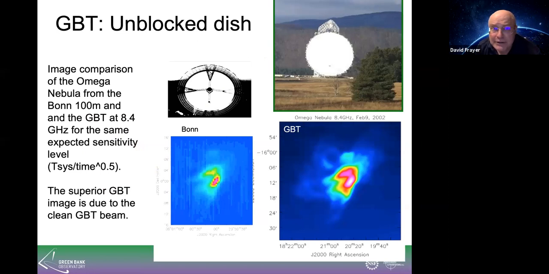The unblocked aperture, Karen already showed this, but it just shows the relative ability to take images with an unblocked aperture. These two images were based on the same expected sensitivity, and you can see the image to the left here. It's from Bonn. It's a great telescope, but they have a blocked aperture. Side lobe radiation hits those feed arm supports, and it's hard to go very deep and see extended structure as you can do with the GBT. So the advantage here is just due to the clean beam of the GBT.